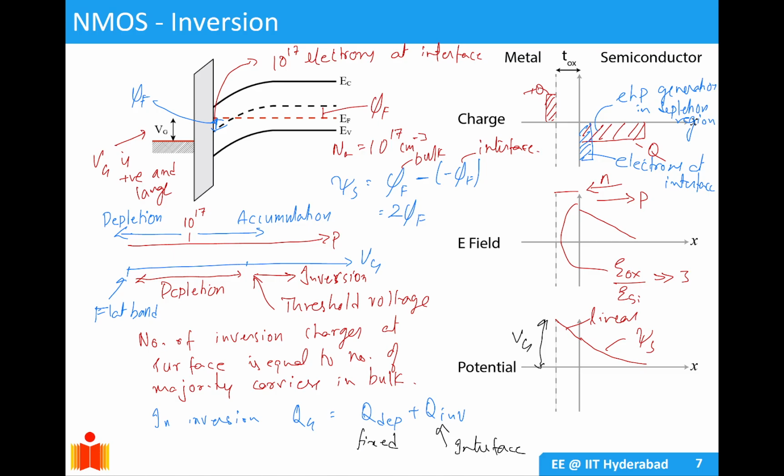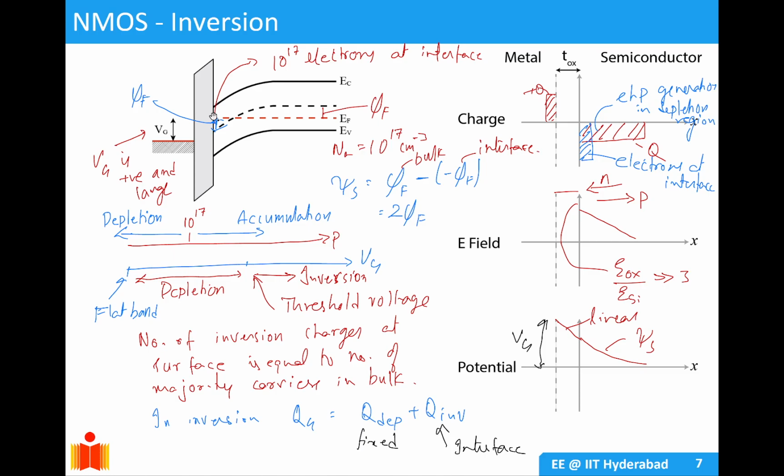And in the inversion region, at the maximum inversion point, the condition at the interface is the opposite of the condition at the bulk. That means in the bulk, if your Fermi level was φF below the mid gap, below Ei, at the interface the Fermi level is φF above your Ei.